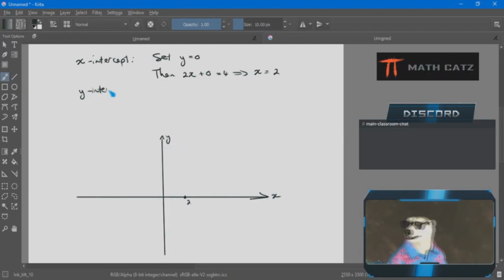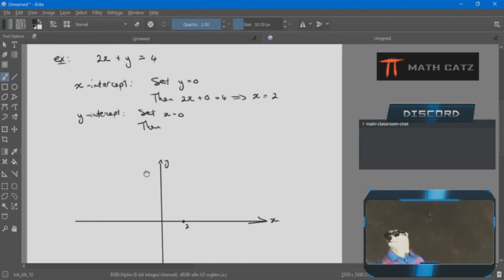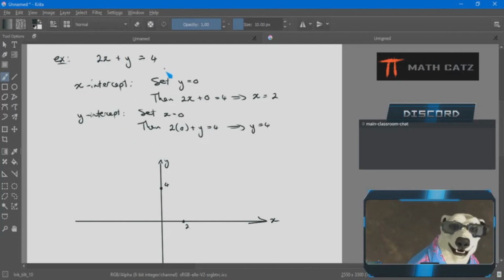Then I also want my y-intercept. That's where I set x equal to 0. And in that case, I have 2 times 0 plus y equal to 4. So y is equal to 4. And I have my y-intercept, let's say, over there. Because it's a straight line, I just need 2 points that I can connect, and that specifies the line uniquely. Now, with my straight line tool, I'm going to do it in 2 pieces so that it actually looks straight. Otherwise, my guessing is going to be a disaster.